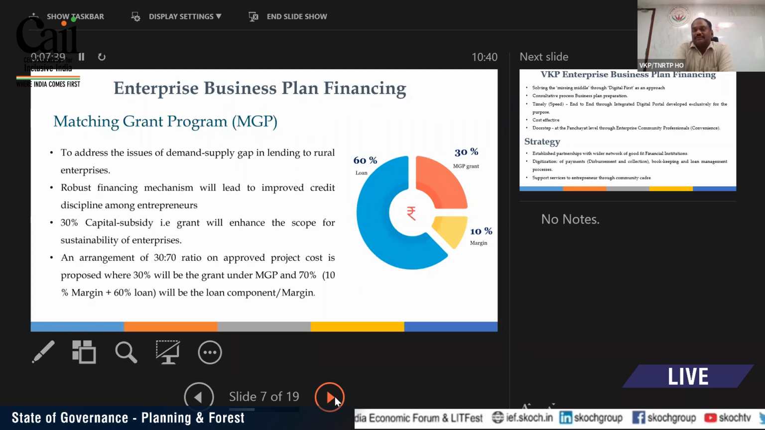Next. Under the MGP component, this is a salient feature of our program. To address the demand-supply gap between the rural enterprises, we are targeting rural people for this enterprise business plan financing. This is a robust functioning mechanism from which improved credit discipline among the entrepreneurs is maintained. So the overall regular repayment of the loans to the banks is ensured, and they are selected as beneficiaries. Under this scheme, 30% capital subsidy is given to the beneficiaries, apart from 10% margin money and 60% loan to the entrepreneur.